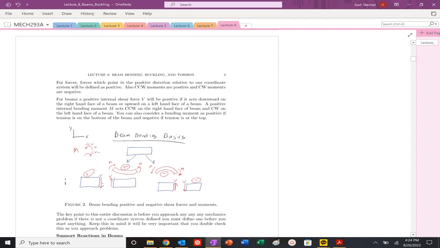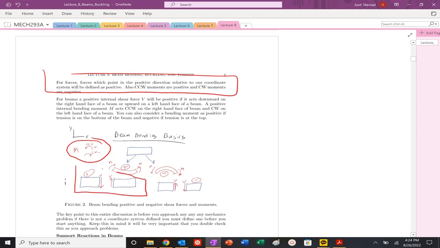If we are looking at a cut on the right-hand side, a positive shear force is going to point down, and the opposite one on the other face is going to point up. Moments: as you see here, if it's bending upwards, that's positive curvature and positive moment. Negative curvature is negative moment. Same with the shear forces: on that right-hand face, if it's pointing up, then that's a negative shear force. So for the bending moment, positive is acting downward on the right-hand face, negative if it's acting upwards.